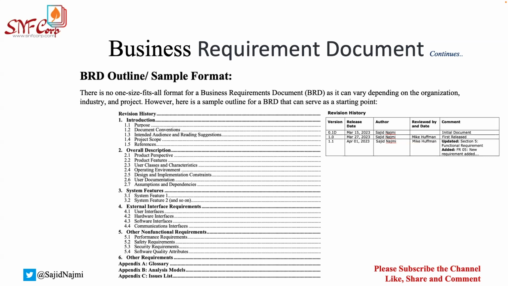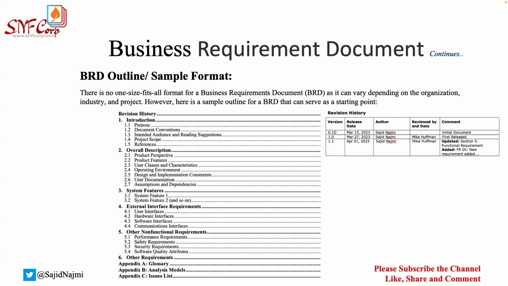So here you see the first thing says revision history. This revision history, I've given you one example at the right hand side of the screen. You will see revision history is nothing but to let the viewer or readers know at what point in time what revision was made to the documentation, who made it, who reviewed it, and what actually we changed.